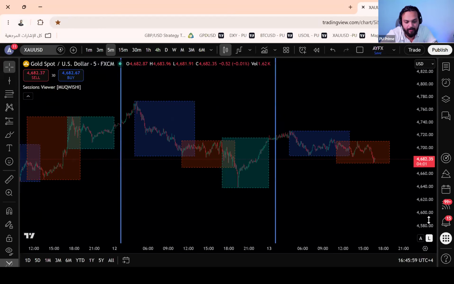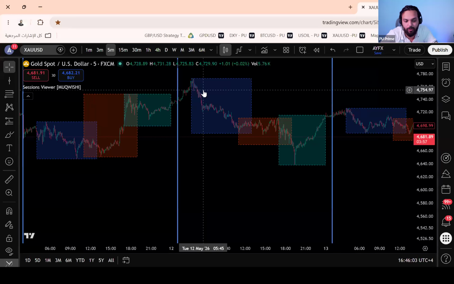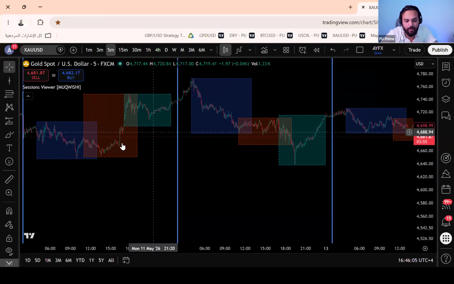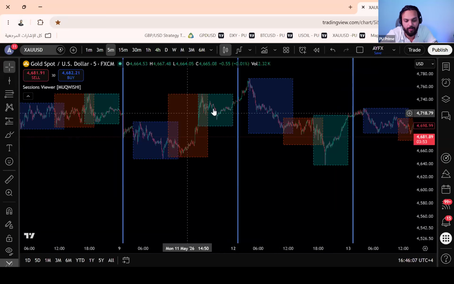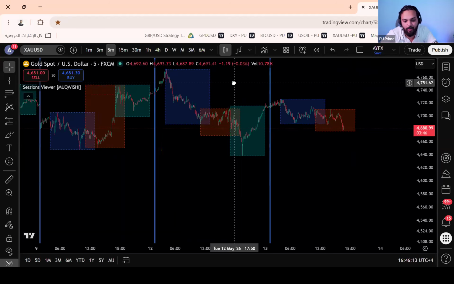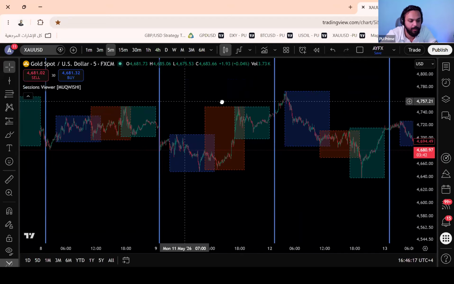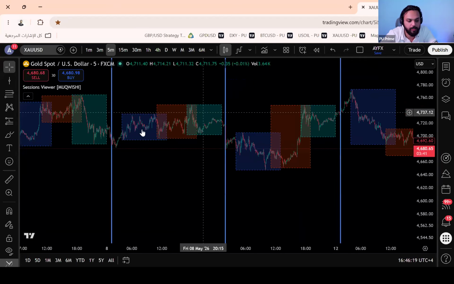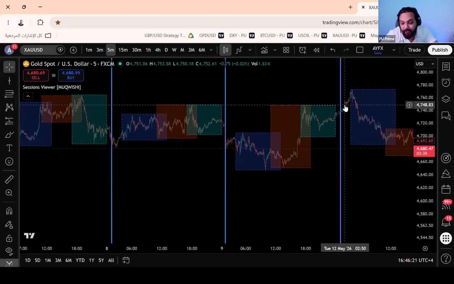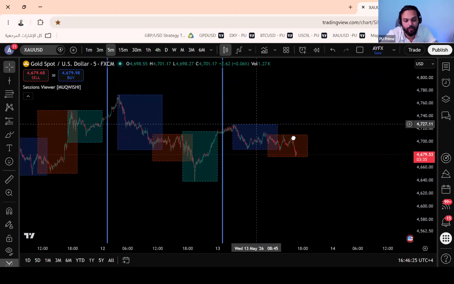You see here that every single day is composed of three sessions: Tokyo, London, New York. The gap here is for the Sydney session, and no one actually trades the Sydney or Australian session. So this is what you need to have only. This is the daily chart in front of you.